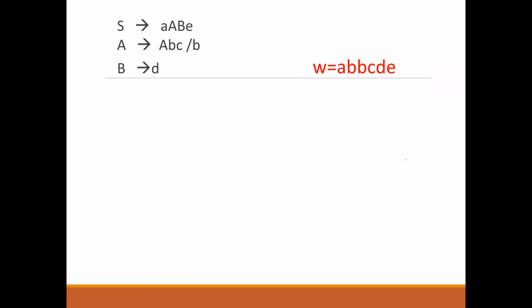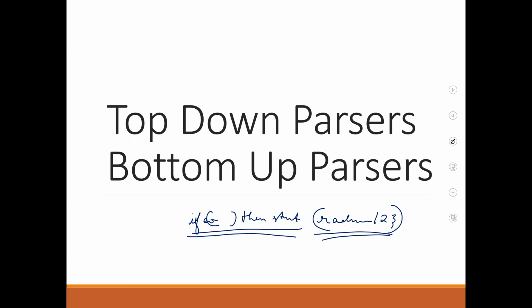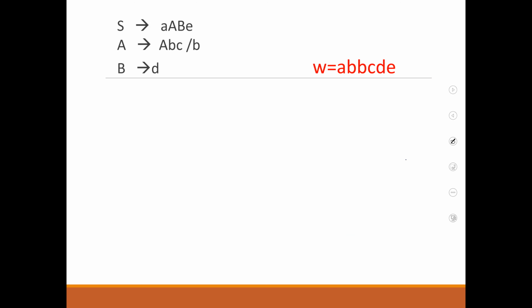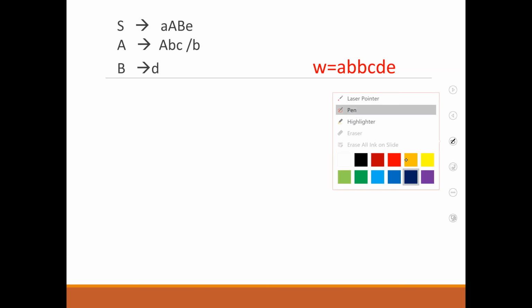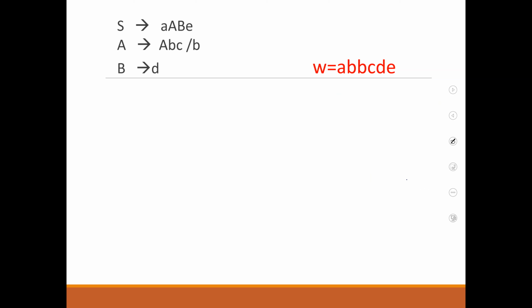Okay, so we will see about top-down parsers and bottom-up parsers. We have a grammar, we need to derive a word. So, I will start doing top-down. Okay, top-down, you start with your start symbol, S → A B E.